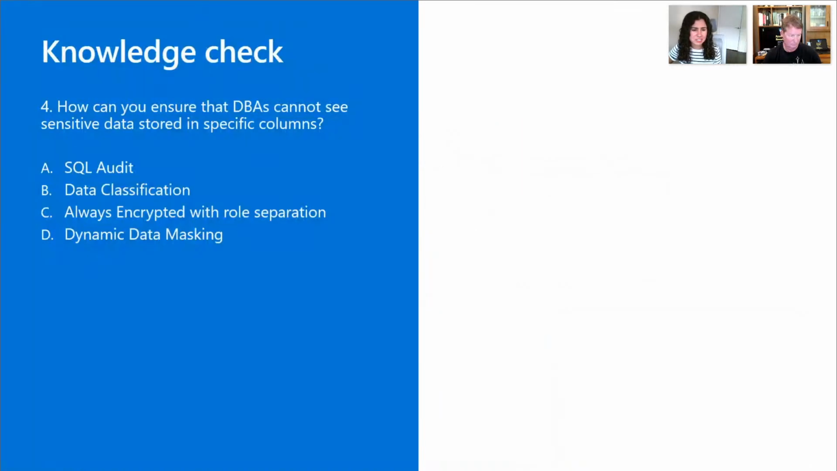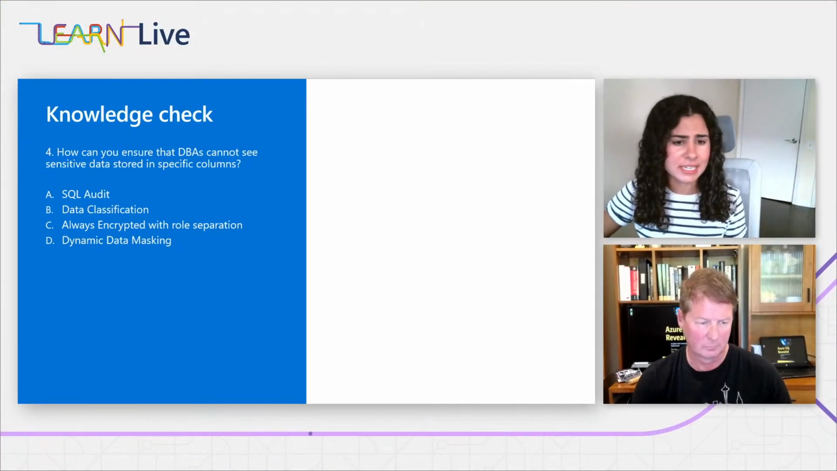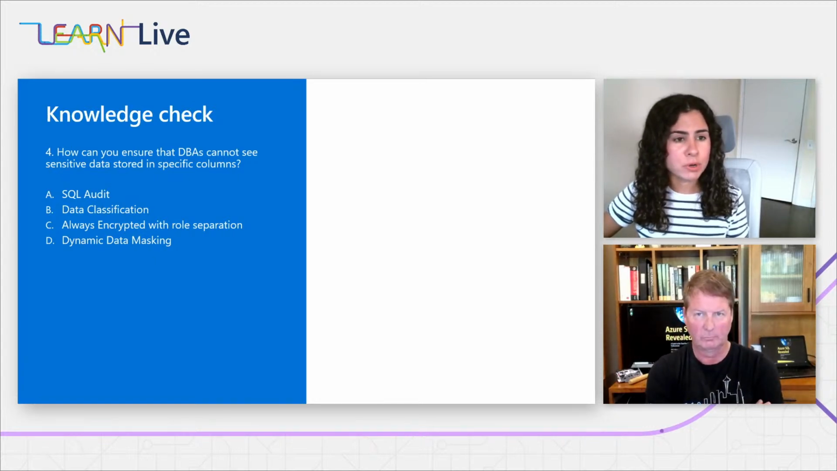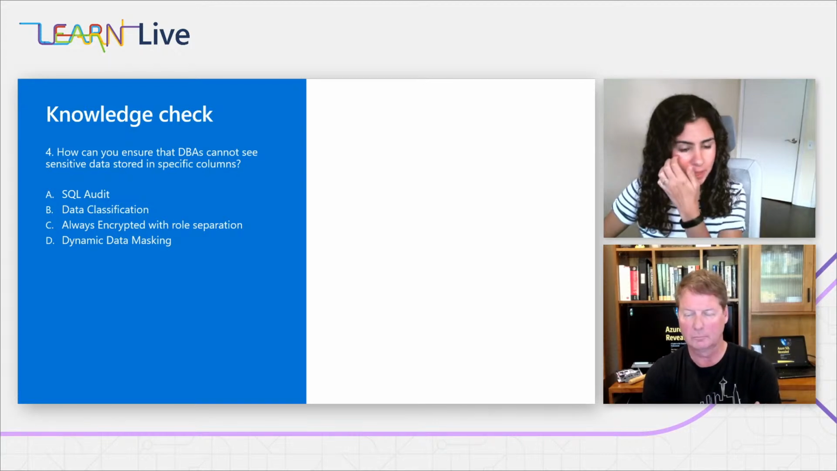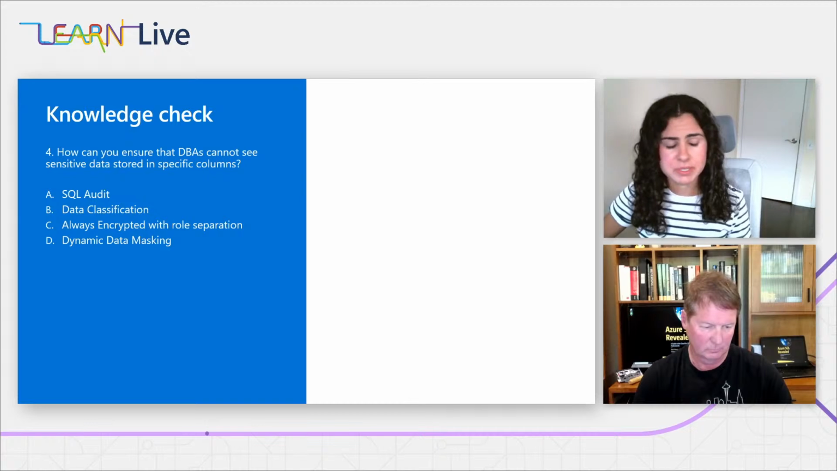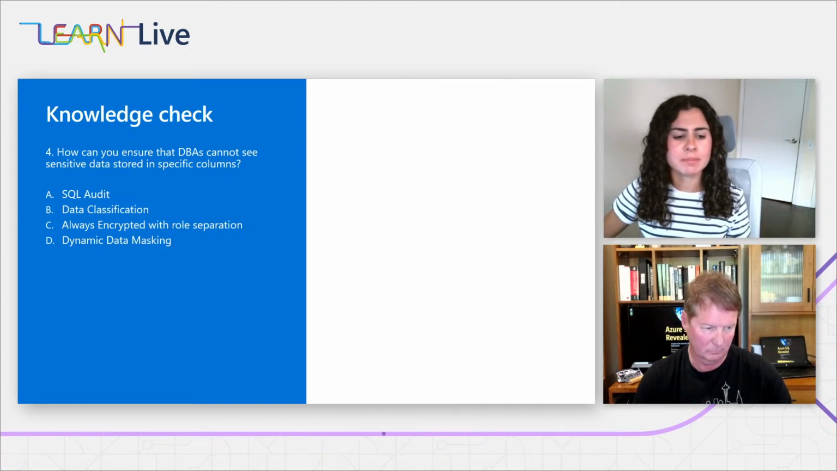So this first question is, how can you ensure DBAs cannot see sensitive data stored in specific columns? It looks like most people, from what I'm seeing across platforms, have said A, but we did get a decent number of people saying C. Can you take us through that one, Bob?